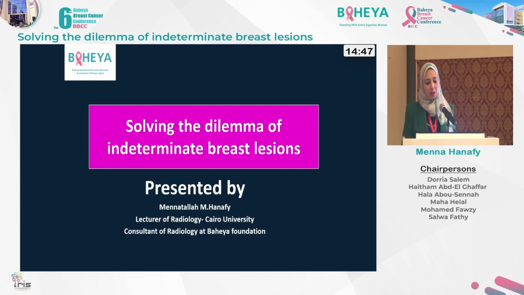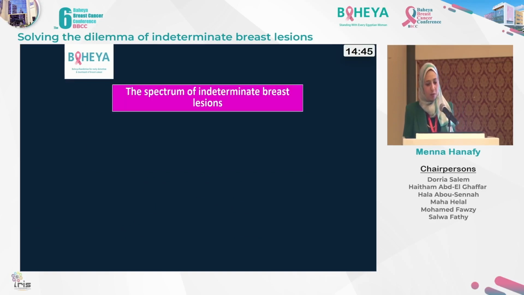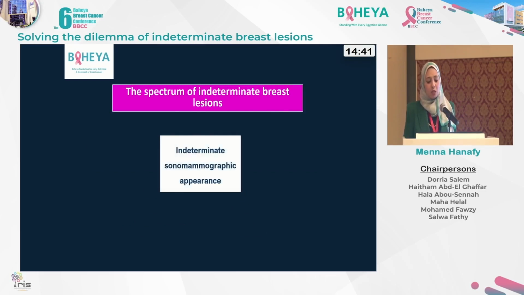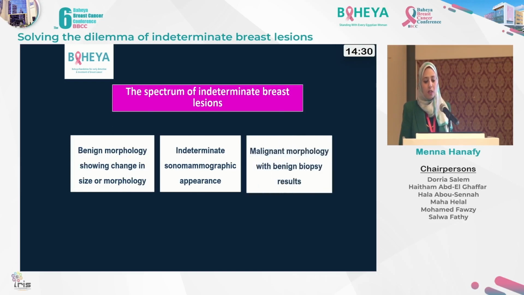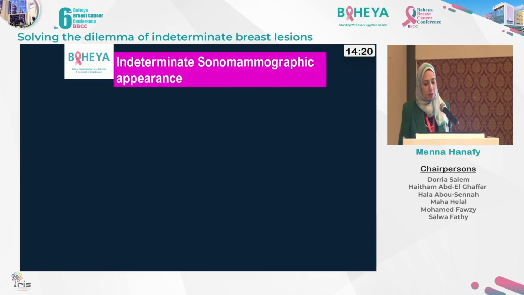Solving the dilemma of indeterminate breast lesions. The spectrum of indeterminate breast lesions includes lesions with indeterminate sonomammographic appearance initially, lesions with benign morphology yet on follow-up show change in size or morphology, and lesions with malignant morphology, yet biopsy results came to be benign. The dilemma: whether these lesions are benign or malignant, should we biopsy or follow up?